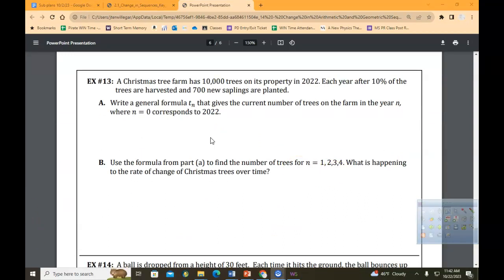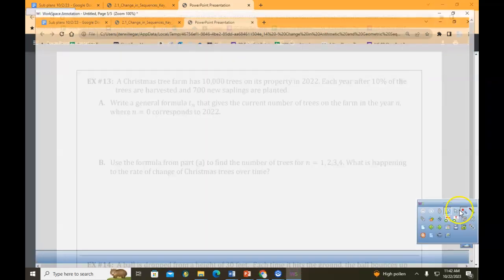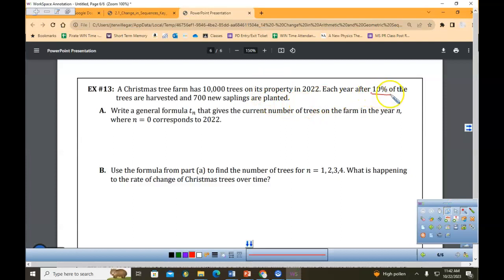Alright, y'all. This one's a lot weirder than other ones. So we're doing a Christmas tree. It's going to go down 10% every year, with 700 new ones being planted. Write a formula in T of n based on current number of trees, where n0 is 2020. So we know T of 0 is 10,000. So T of n is going to be equal to, well, it's going to be 90% of my previous term, right? Of T of n minus 1.